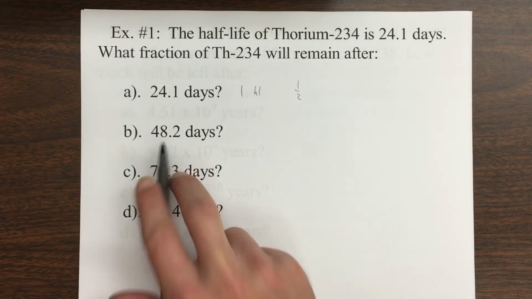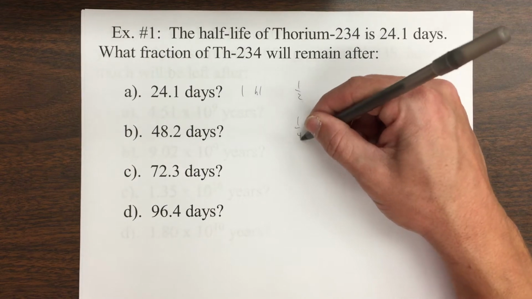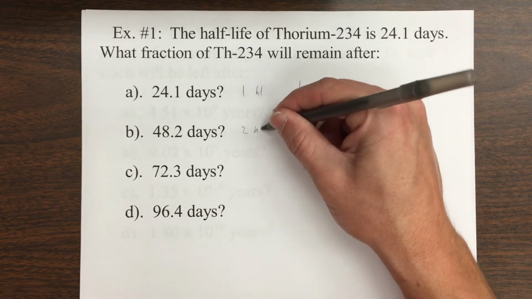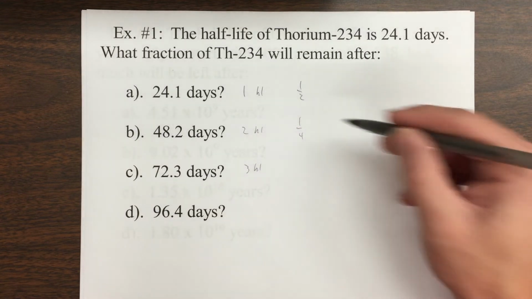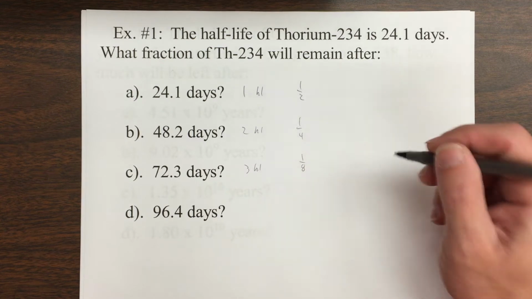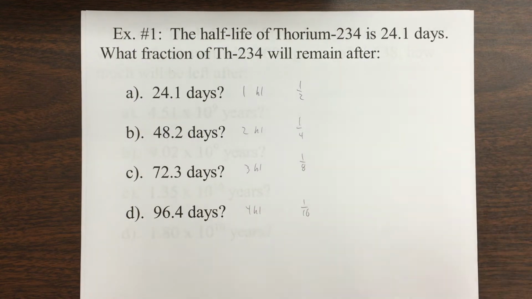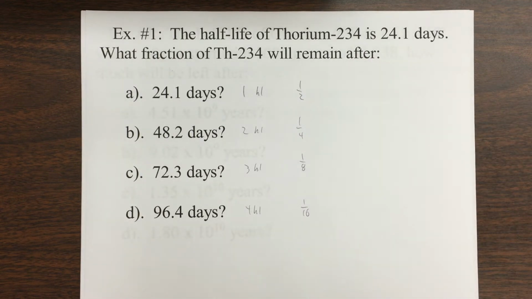48.2 days would represent two half-lives. So half of a half is a quarter. After 72.3 days, this represents 3 half-lives. So a half of a quarter is 1/8. And then finally, after 4 half-lives, you would have a 16th. So every half-life, whatever that time frame is, half of your original sample will be gone.